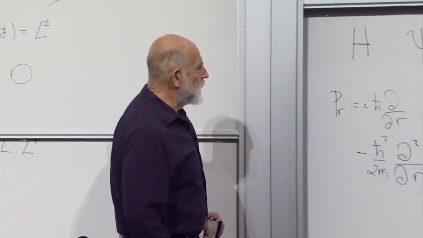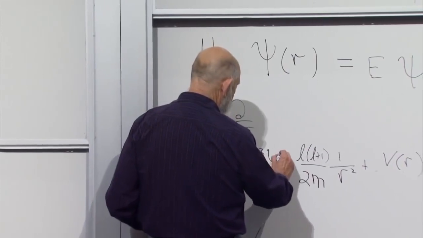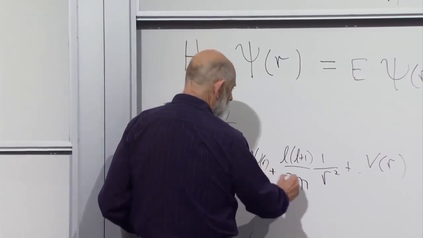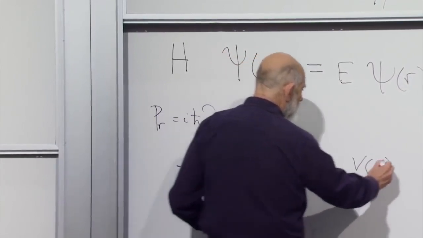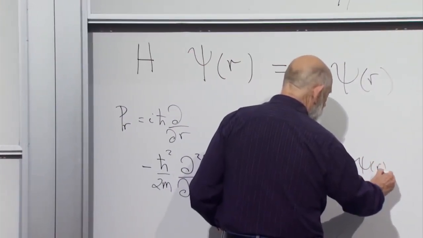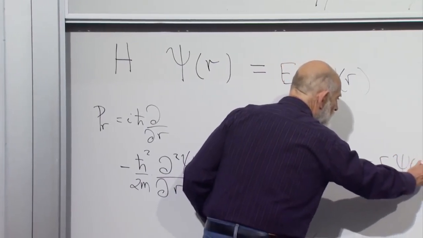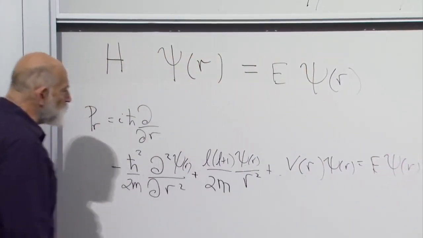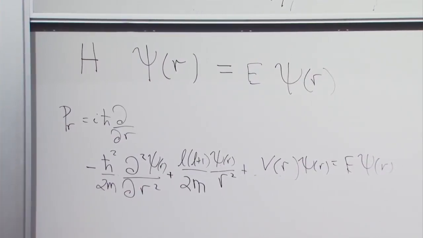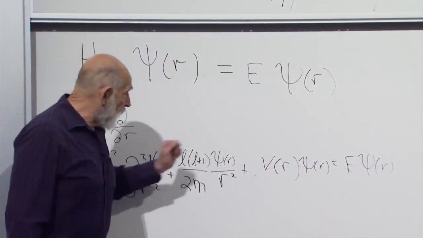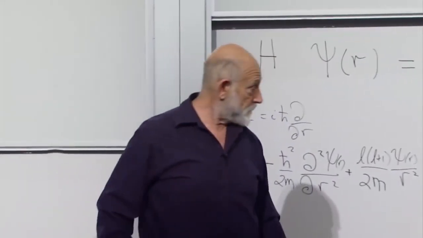What do we do with it? We act on psi. And psi is now a function of R, psi of R, equals E psi of R. And that's our Schrodinger equation. The solutions of that equation are the eigenvectors of energy with given angular momentum, and the eigenvalues are the energy levels.